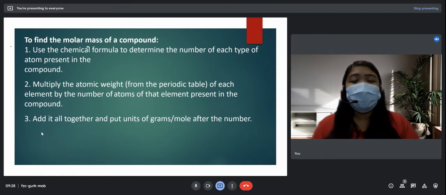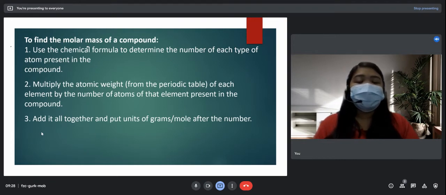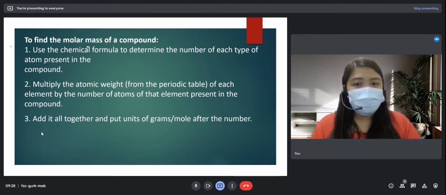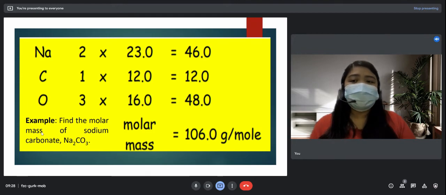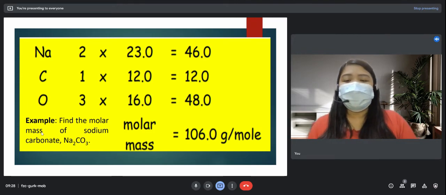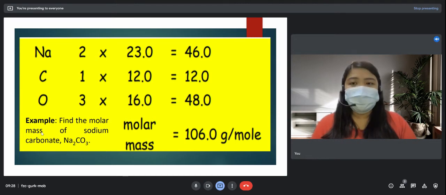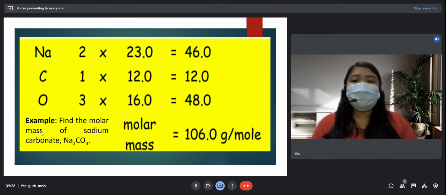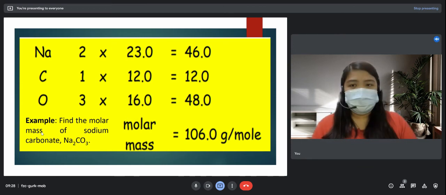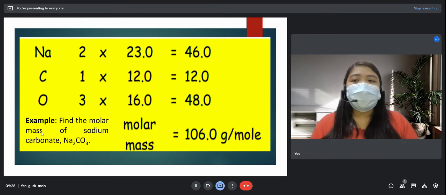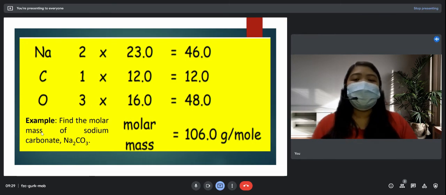So for solving the molar mass, we just multiply the number of atoms by the atomic weight. Example. For this example, sodium carbonate, we have 2 atoms of sodium, 1 atom of carbon, and 3 atoms of oxygen. So where did we get the values 23, 12, and 16? Those values were derived from our periodic table. You can look for the atomic weight of each element in the periodic table.